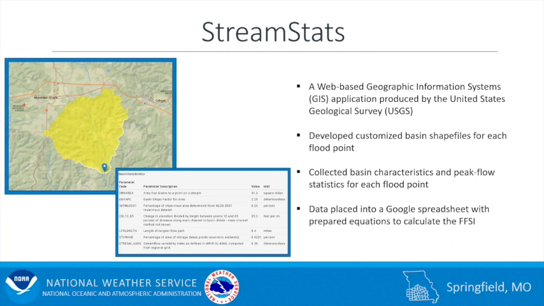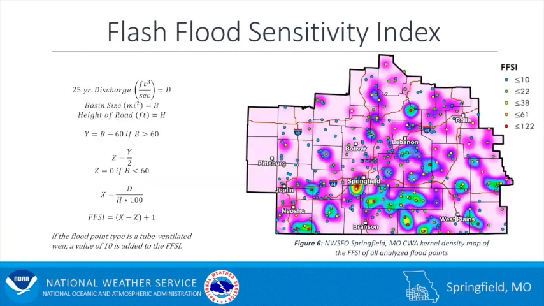sensitivity index. So the flash flood sensitivity index itself, it takes into account the 25-year discharge. We chose the 25-year discharge just as a random starting point for a flow that we thought would be a danger to motorists crossing the road. The basin size is also taken into account, which is in square miles, and then the height of the road itself, which is in feet. The height of the road had to be estimated inside of Google Earth Pro because I was not there this summer to go out and measure.